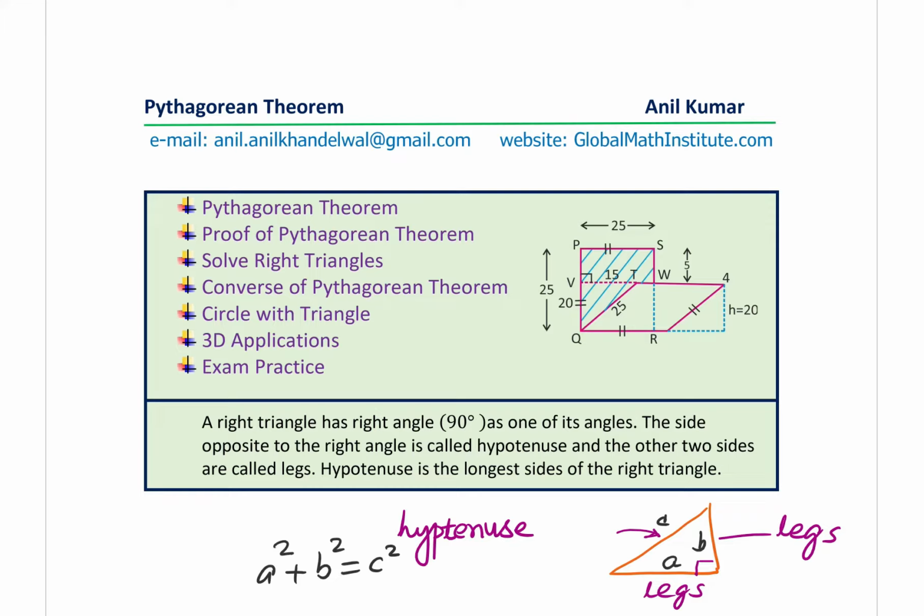Perfect. So I just mentioned here that a right triangle has a right angle. This is the right angle, 90 degrees, as one of its angles. The side opposite to the right angle is called the hypotenuse. This particular side, which is also the longest side, is the hypotenuse, and the other two sides are called legs. The hypotenuse is the longest side in the right triangle. Correct?